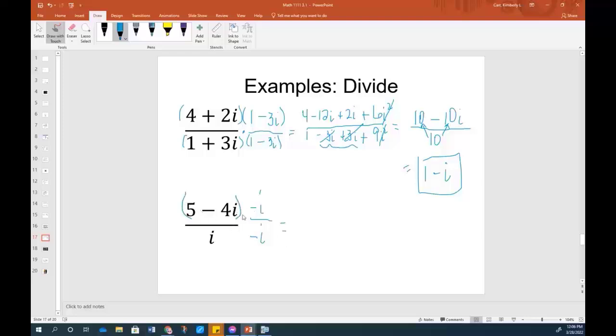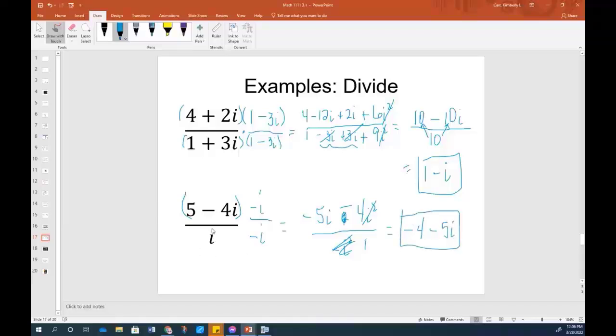On the top now, since I don't have two terms on that second one, I can just distribute negative i. So I get negative 5i plus 4i squared, but then i squared changes that sign. On the bottom, that becomes negative i squared, but i squared is negative 1, and a negative times a negative 1 is 1. Since this is over 1, I no longer need to write the denominator down, so I just want to write the real part, negative 4, and then the imaginary part.